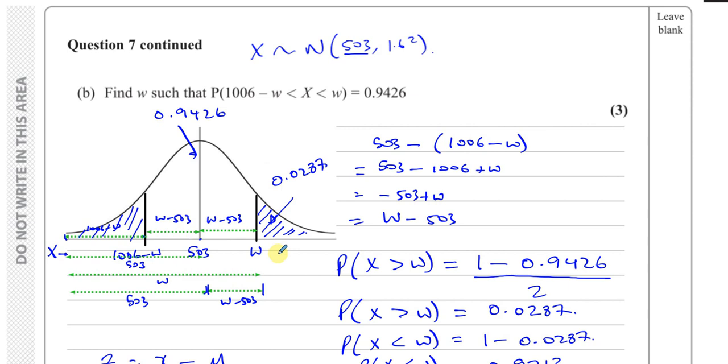That was a bit of a tough one actually. Recognizing this symmetry was key for this question. If you didn't recognize the symmetry, it's almost impossible to do. That's why I was looking for that symmetry, and the fact that that was 1006 and the mean was 503 kind of gives us an idea. I hope you understand why these two lengths are the same. That's the key to answering this question. It's a bit of a tough one actually.